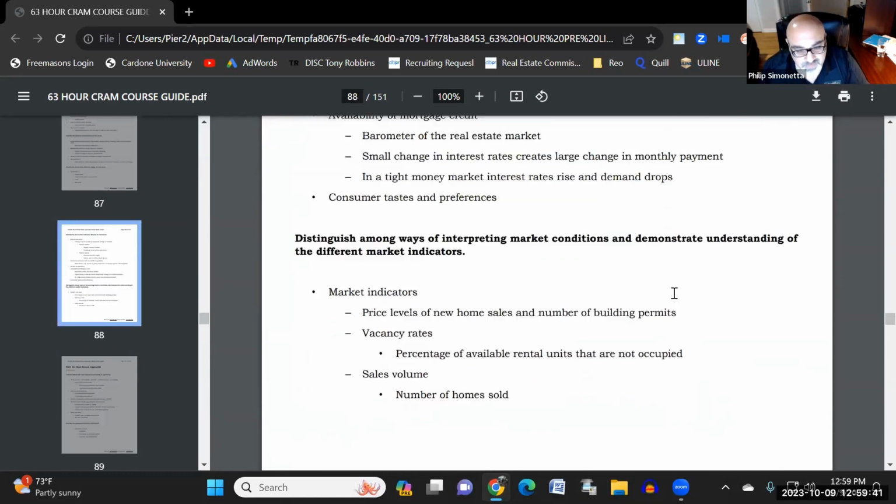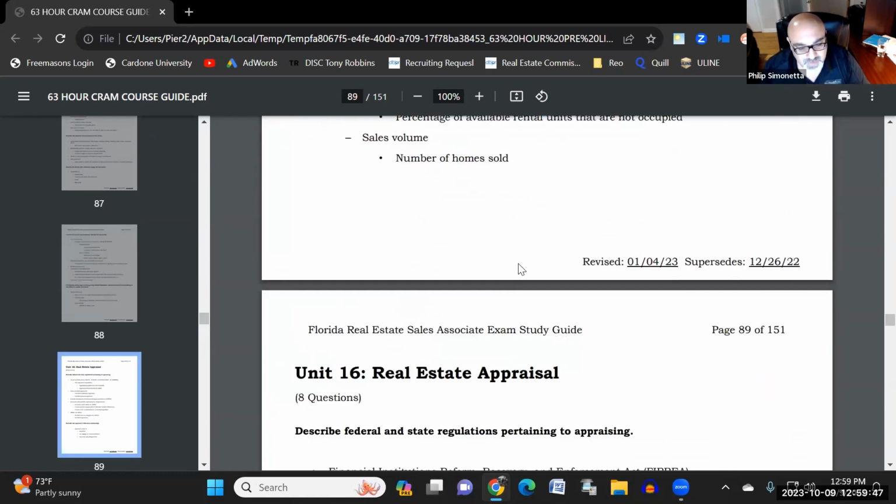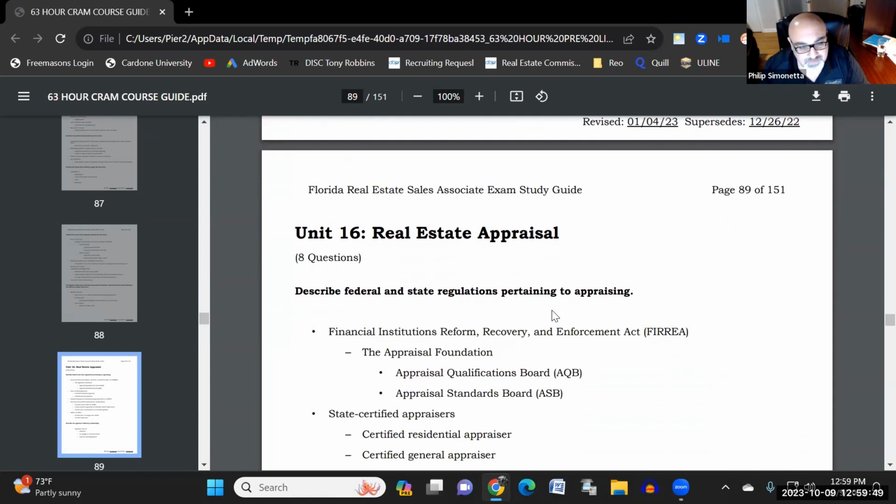And that's the end of Unit 15. Those are the things you need to keep in mind for this part of the examination. Unit 16 is 8% of the examination. You have 8 questions on your test from this part.